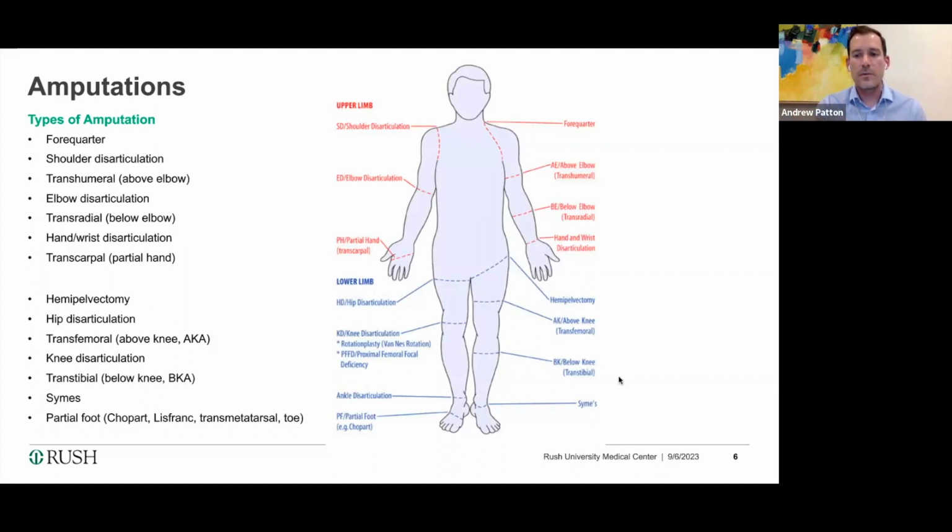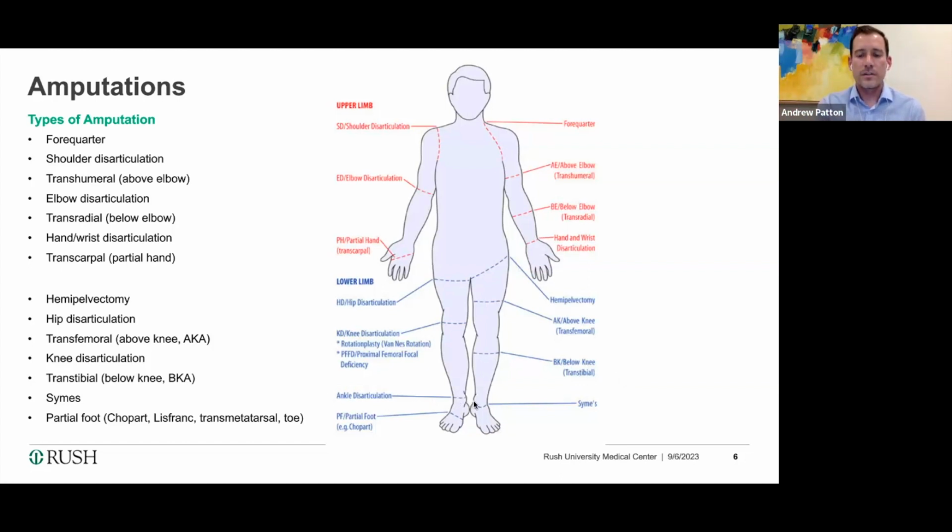I think the most common one that you guys are probably all familiar with is a BK, or below knee, which is transtibial. Again, no love for the fibula. They don't even mention that. We're talking about probably the most weight-bearing bones here. So tibia is the one they go with, but it's below knee, or BK.